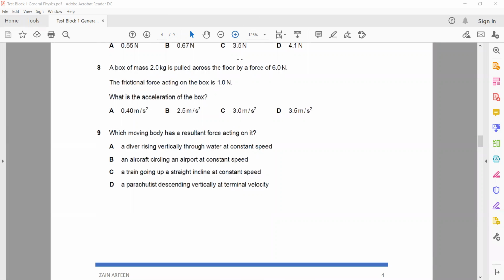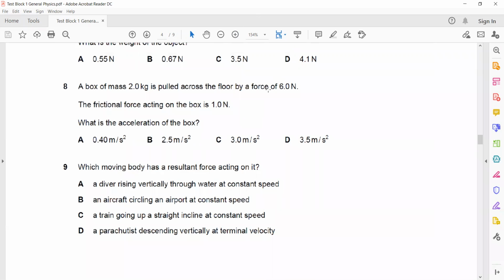A box of mass 2 kilogram is pulled across by a force of 6 Newton. The frictional force acting is 1. What is the acceleration? So the box is experiencing a force of 6 Newton and there is a frictional force of 1 Newton. And the mass of the box is 2 kilogram. So what is the result?